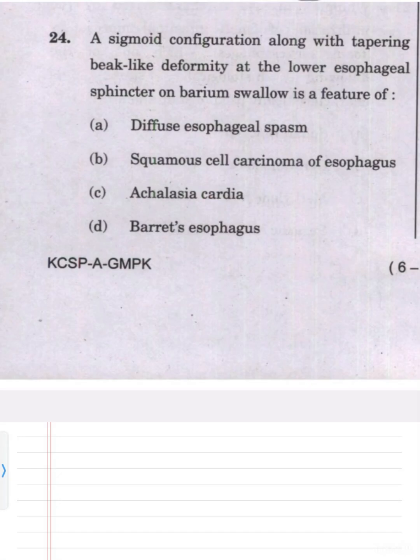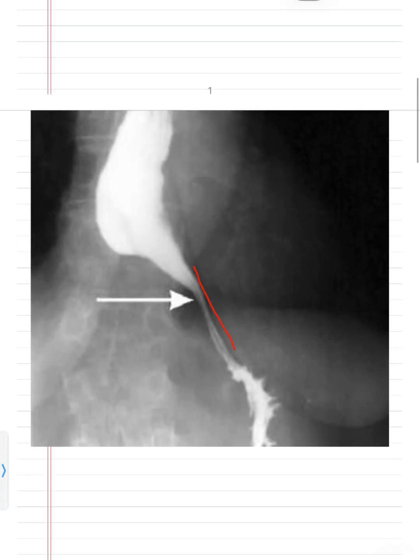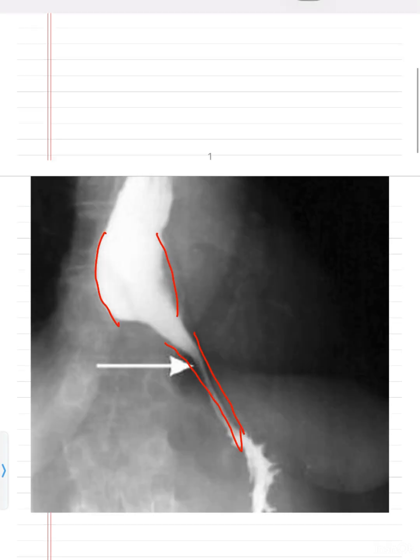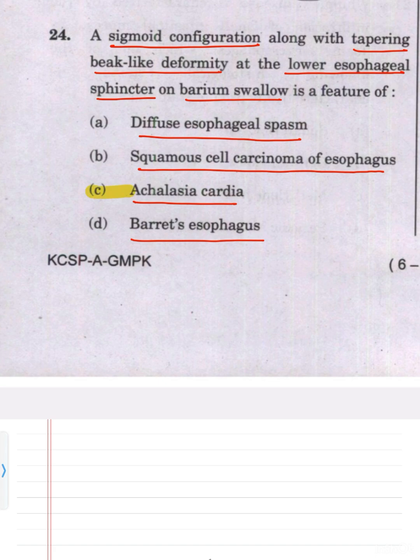So the question is, a sigmoid configuration along with a tapering beak-like deformity at the lower esophageal sphincter on barium swallow is a feature of. So they're showing you that there's a beak-like deformity, and there is a dilatation above the lower esophageal sphincter. The options are diffuse esophageal spasm, squamous cell carcinoma of esophagus, Achalasia cardia, or Barrett's esophagus. So the answer is Achalasia cardia.